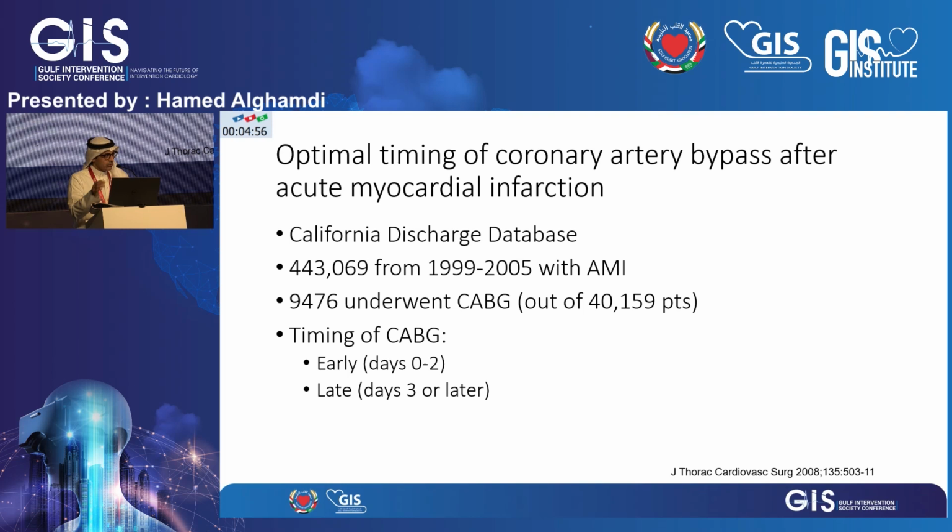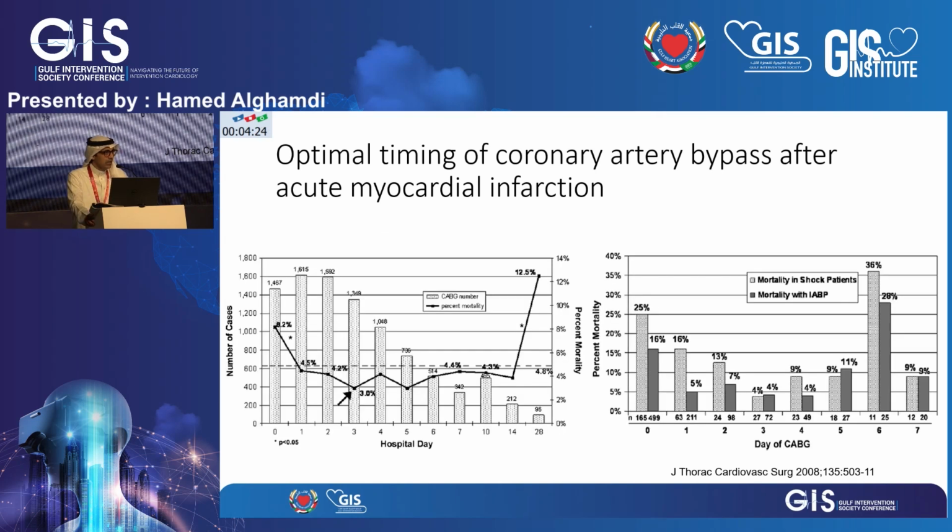So I will just go through the database in chronological order. I'll go to relatively old data, sort of medium range, and more contemporary data. Looking at a large database, the California DSAR database, they looked at almost 500,000 patients from 1999 to 2005 with acute MI. Over 9,000 patients underwent CABG, and they looked at the outcome based on the timing of CABG, early within 2 days and late after 2 days.